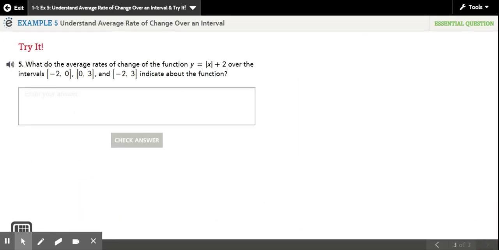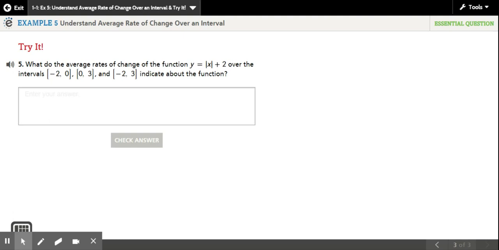All right, so at this point, I would pause it, give it a try. By giving it a try, I mean figure out what's the constant rate of change, what's the rate of change over the 3 intervals, and then determine if it's a linear function or not. All right, so pause now.